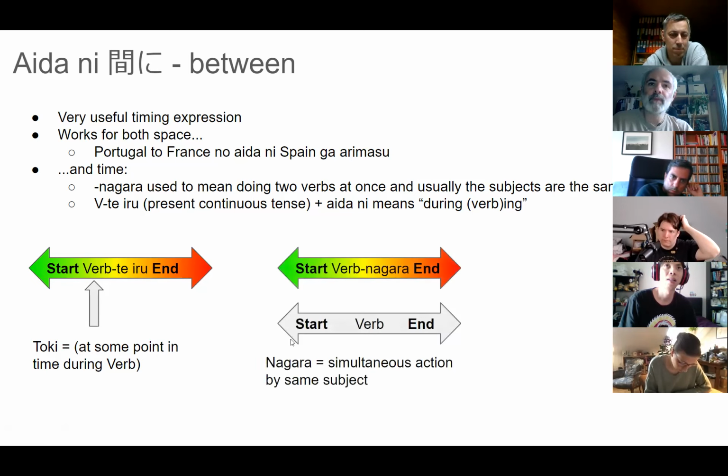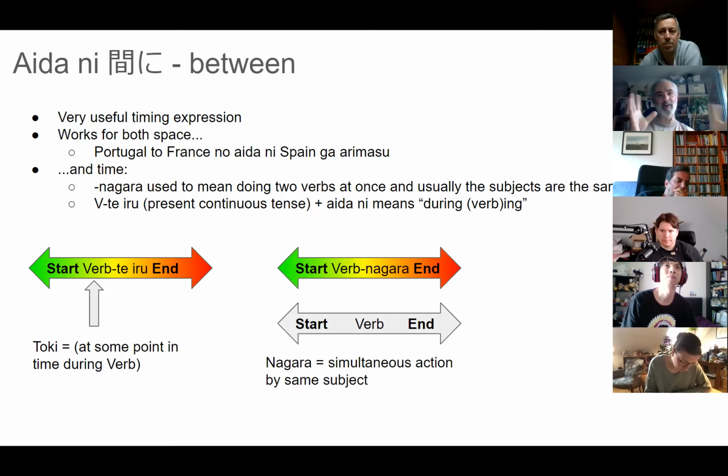For nagara, this means a simultaneous action by the same subject. So this doesn't have to be exactly the same. For example, you can say, while I was working at the zoo, I was also studying for my exams. It doesn't mean that every day, the moment you start working in the zoo, you also start studying your exams, but more or less this happens at the same time. The point is that you are doing two things at the same time, so the subjects need to be the same.